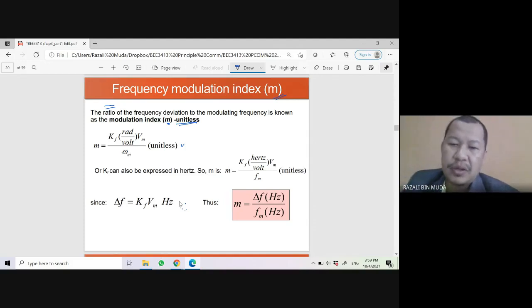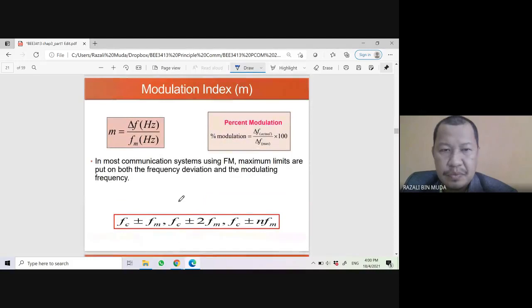Okay, so for frequency modulation, the modulation index equation is equal to delta F over Fm. So you need to remember this. Modulation index is frequency deviation over modulating frequency Fm. Okay, so this is the modulation index.